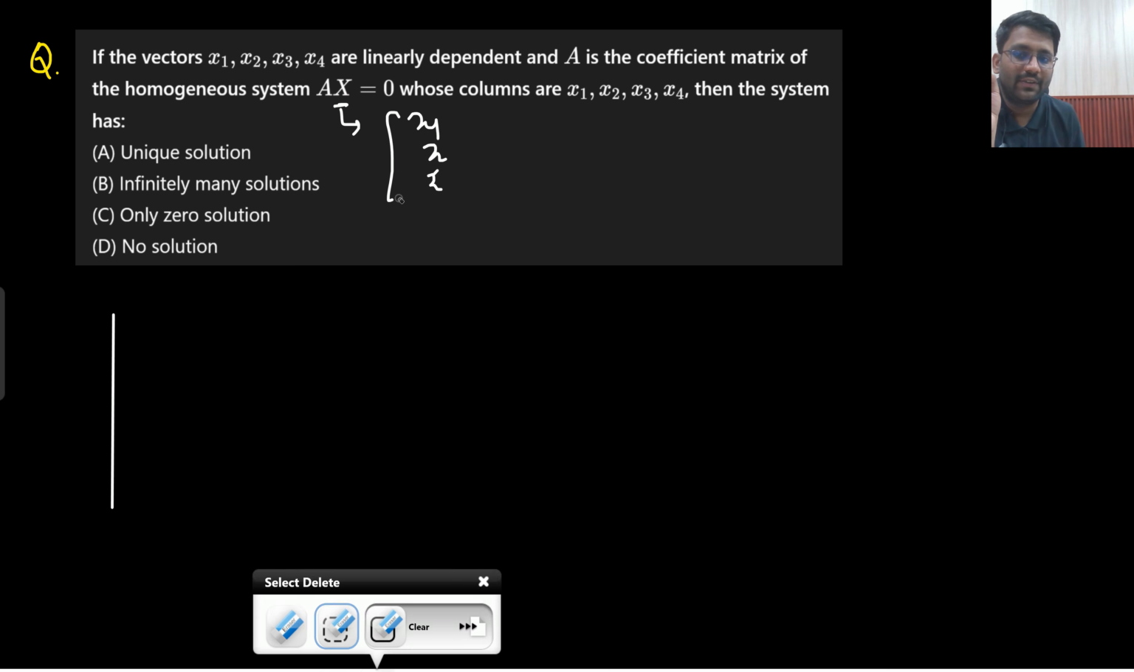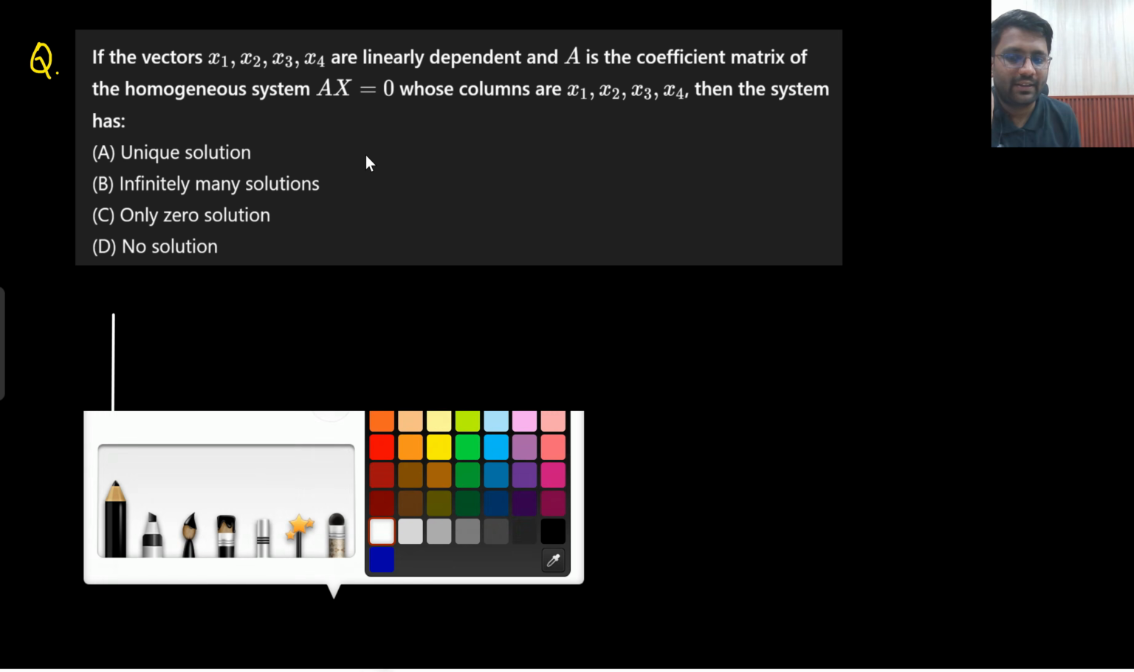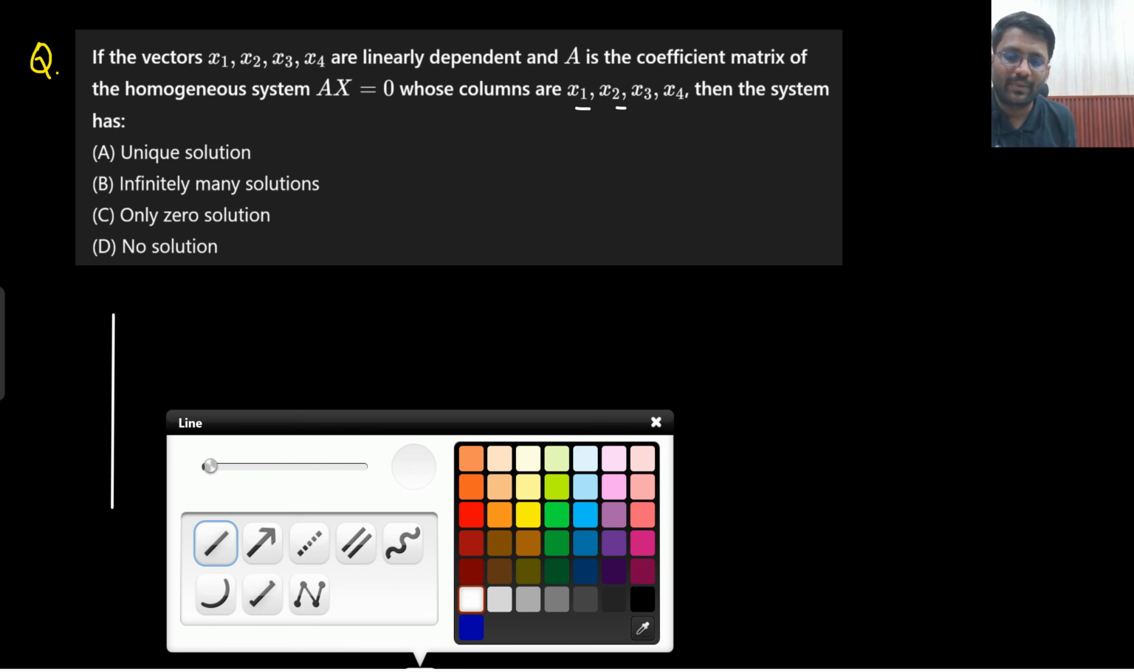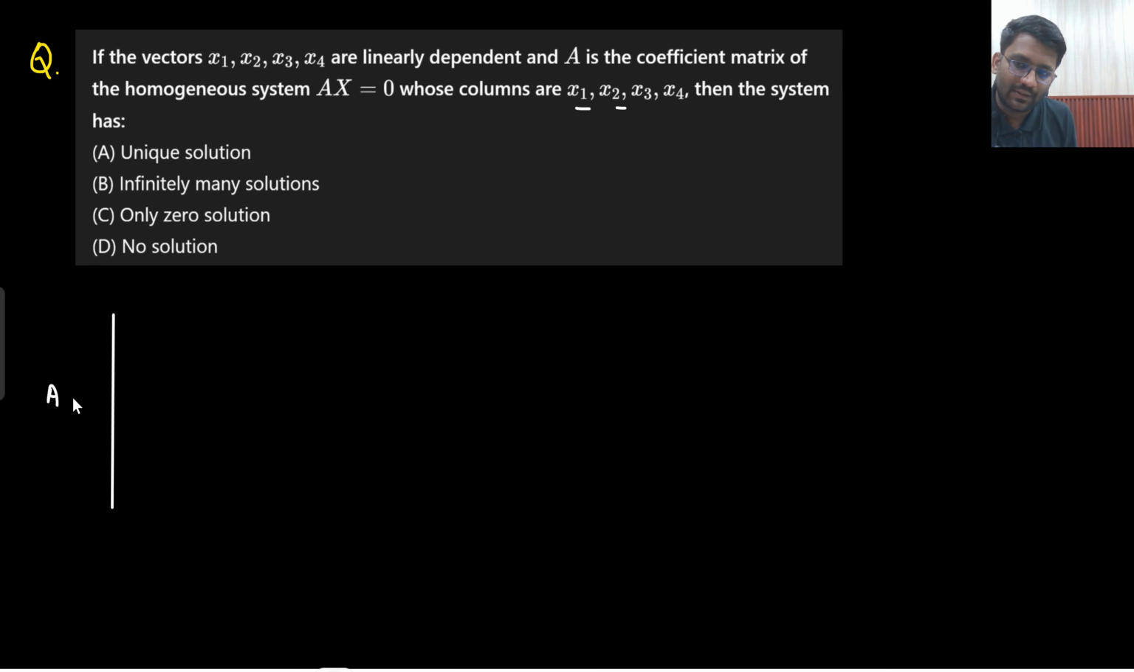Just to avoid confusion, it is given x is a variable. The variable could be anything: x, y, z, q. Anything. x1, x2, x3, x4 are columns. So this is your matrix A. This is your matrix A.